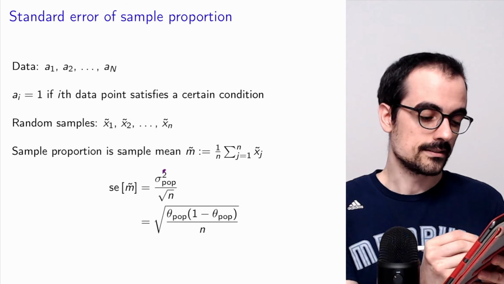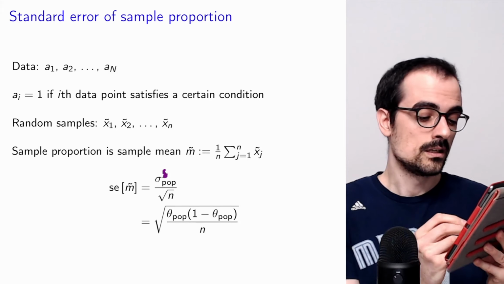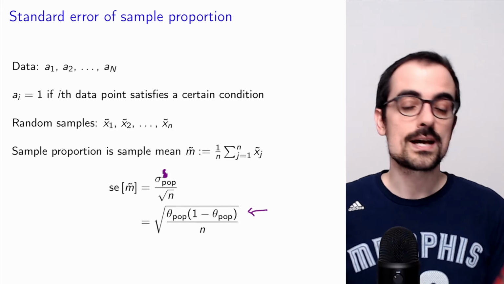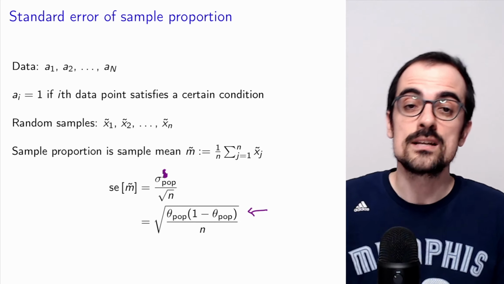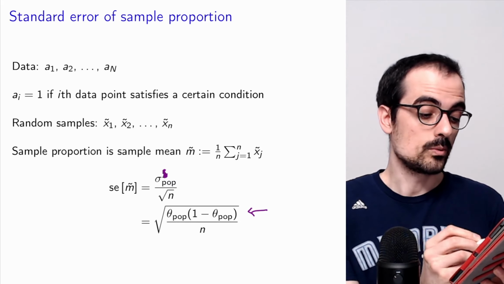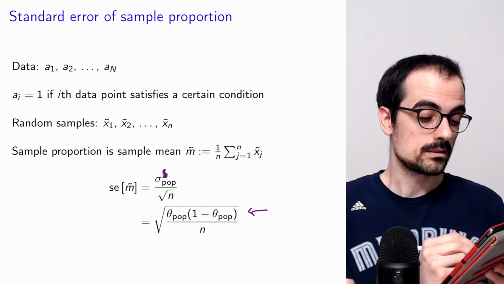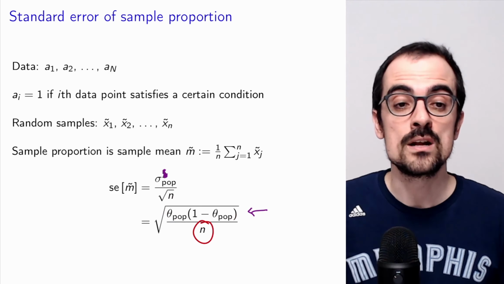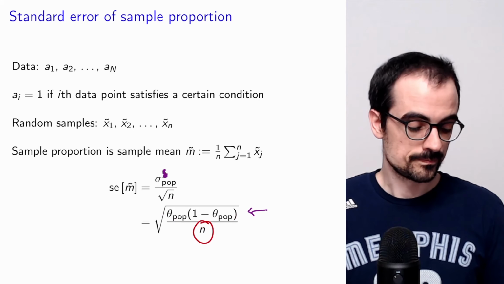Unfortunately, I have a typo here, but the typo is not underneath. And what we see is that we get the square root of the population proportion times 1 minus the population proportion, divided by n. So what can we realize? Well, the population proportion times 1 minus it is just a number between 0 and 1, and we have this dependence where the standard error again decreases with square root of n.